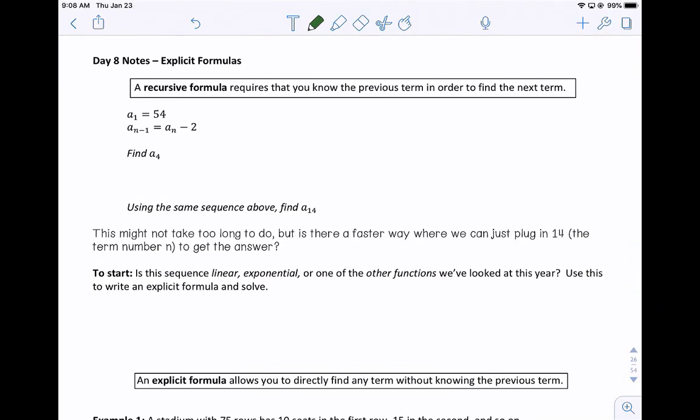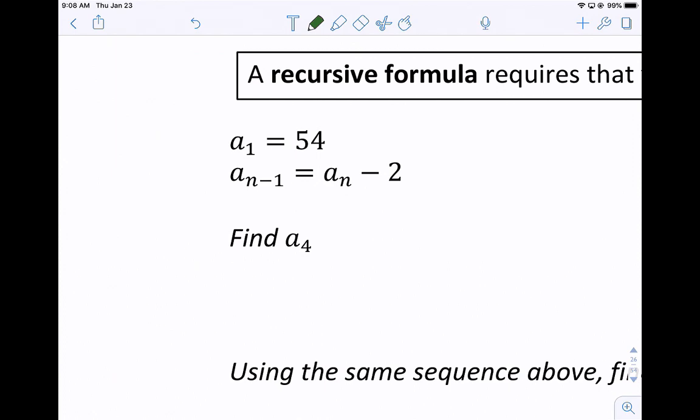So in day 8, we're going to look at something called an explicit formula. A recursive formula requires that you know the previous term in order to find the next term. So here's an example again of a recursive formula. The first term is 54. To find any term, we take the term before it and we're going to subtract 2.